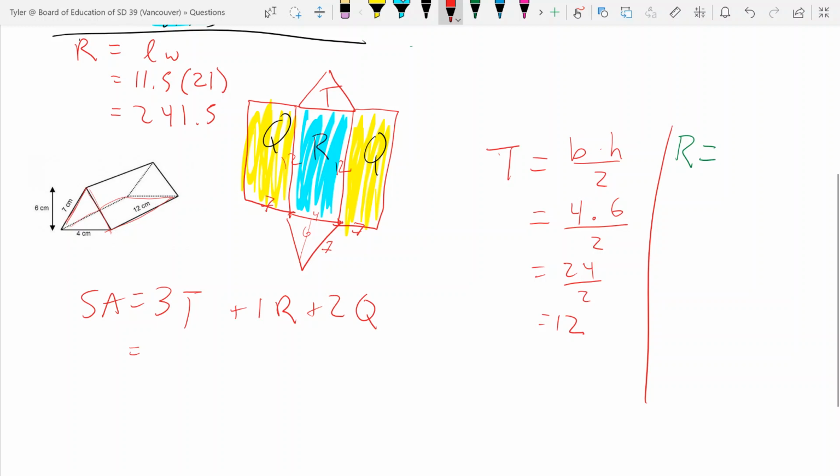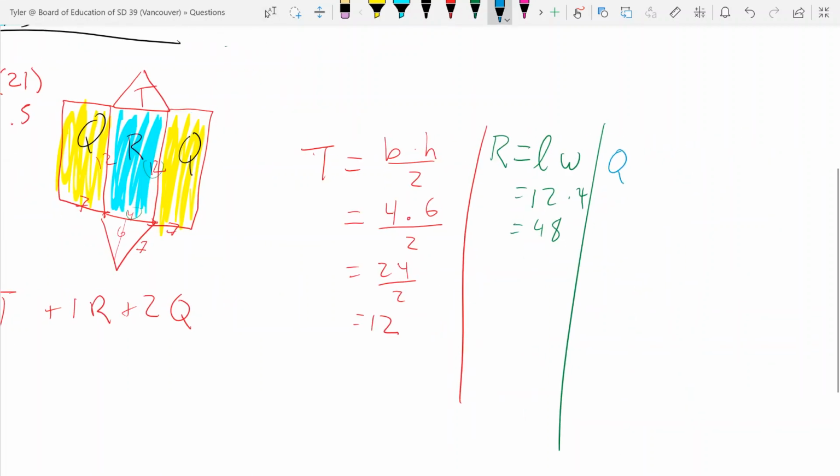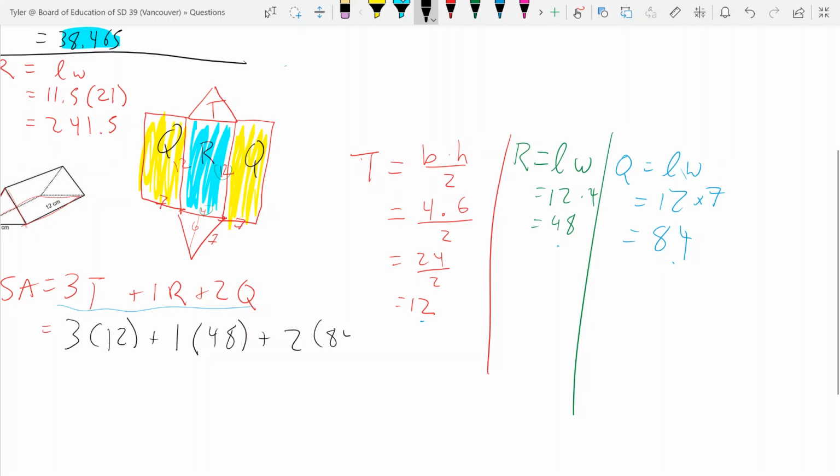There we go. So when we do R, we do the length times the width, which was 12 times 4. When I look at the equation, right? 4 is there, 12 is there. So I get 48. And then when I actually do Q, it is length times width again, and it's 12 times 7. So we're going to get 84. So now I can use all of these numbers in my equation over here. So 3 times T is going to be 3 times 12. 1 times R is going to be 1 times 48. And 2 times Q is going to be 2 times 84.